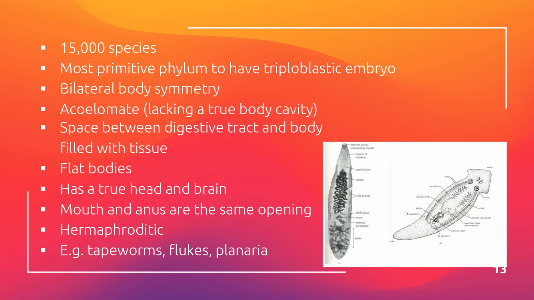So they are flat bodies and they have a true head and a brain, and their mouth and anus are the same opening. So they are hermaphroditic, which means they have both sex organs and can reproduce by themselves. So some examples of this phylum are tapeworms, flukes, and planaria.